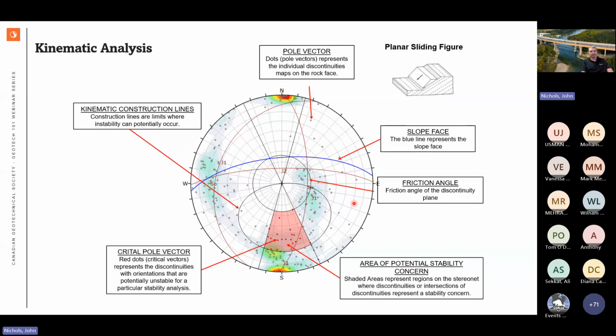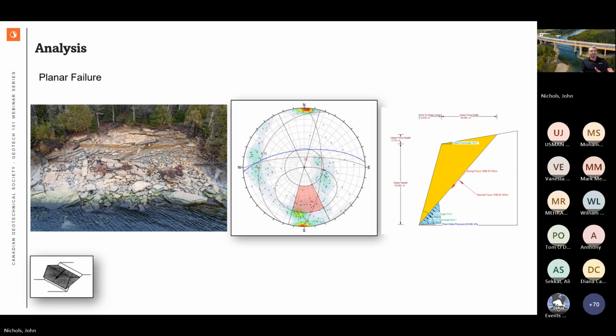But sometimes you can't, and this is where you can play around. You can say, well, can we cut it at a different angle? Can we cut it steeper? Can we change the orientation to avoid any of these potential problems? So how do we move from there?